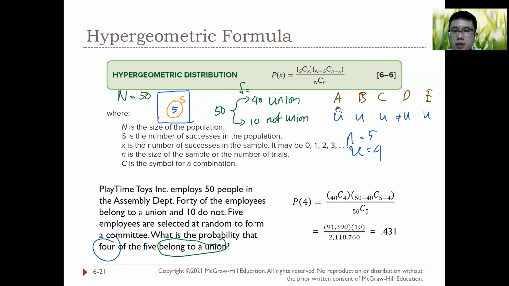Yeah, if we can see in this hypergeometric, the number of successes and failures are different. Success is 40 and the failure is 10. So the probability to be success is different from the probability to be failure, because the number of them are different.